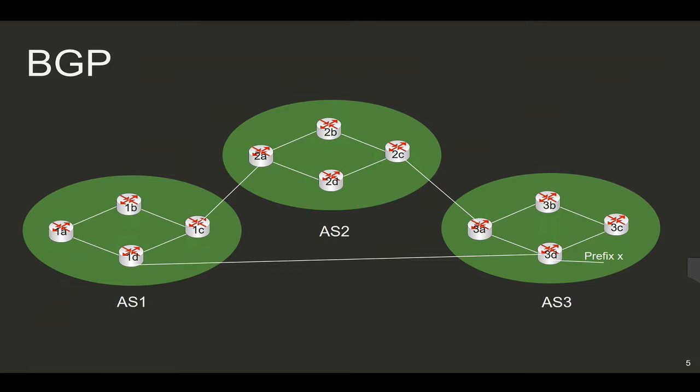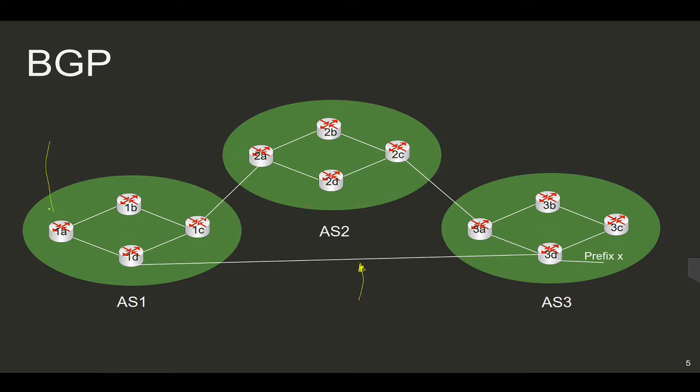Something a little bit more realistic could be like this, where there's an added link between autonomous system 1 and autonomous system 3. So in this case, there will be two routes that are learned by autonomous system 3 on how to reach prefix X. So for instance, autonomous system 1, the router is here.